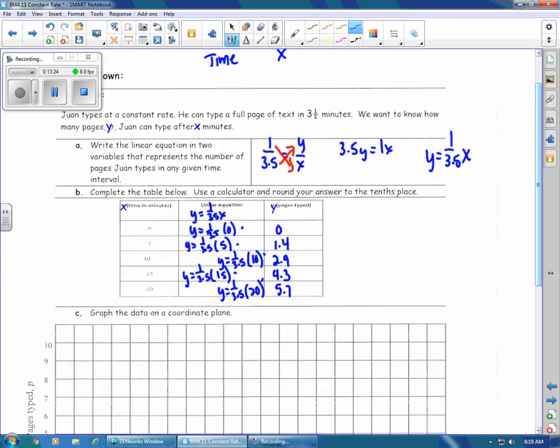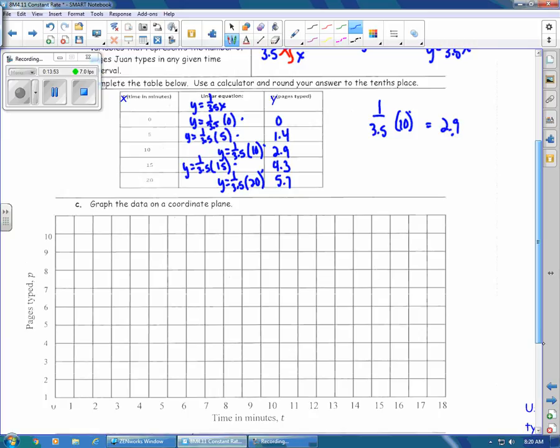Now, how I did this in my calculator, there's a number of different ways. You can put in the fraction 1 over 3.5 and multiply it by whatever number it is. What I did just for ease, 1 over 3.5 times a number, well, 0 was easy. Let's do 10. I did 1 times 10 divided by 3.5, and that's going to give me the 2.9. So however you worked it out in your calculator, that'll work.